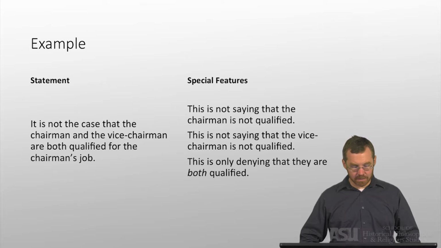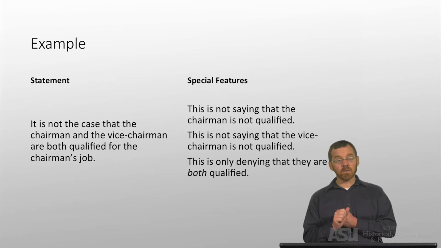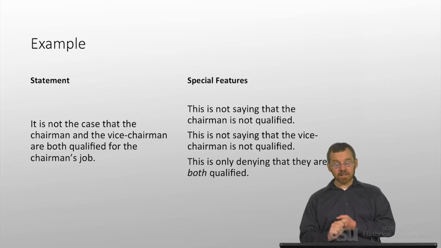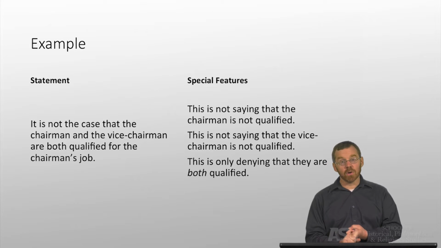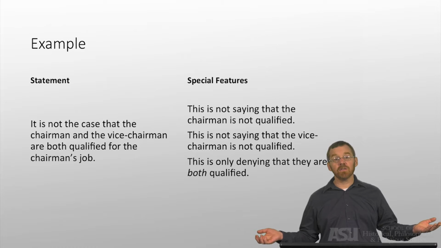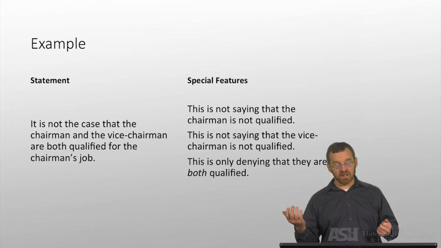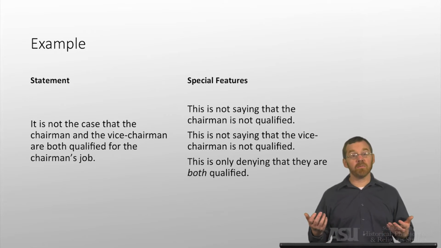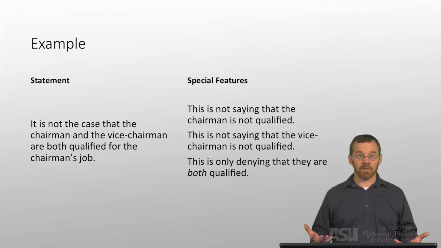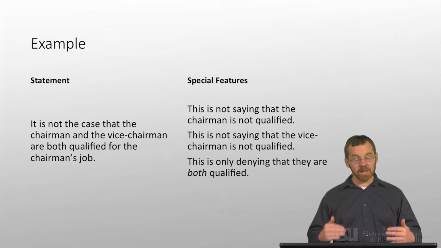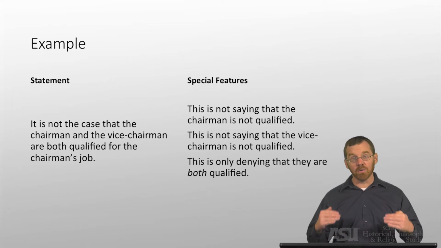So there's the statement. Now I want to point out some special features about this statement. Notice that this is not saying that the chairman is not qualified. And it's not saying that the vice chairman is not qualified. It's only denying that both are qualified. But it's not telling us which one is unqualified. It's leaving open the possibility that the chairman is unqualified. It's leaving open the possibility that the vice chairman is unqualified. It's opening up the possibility that both are unqualified. All we know based on this statement is that it's not the case that they're both qualified.